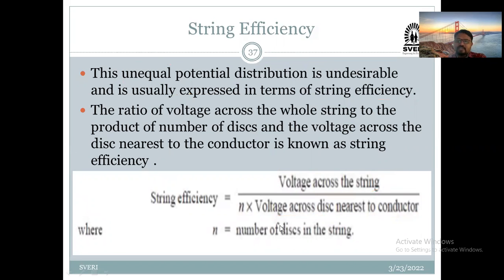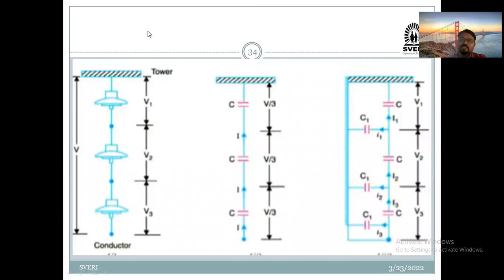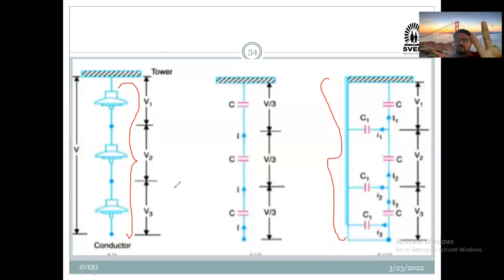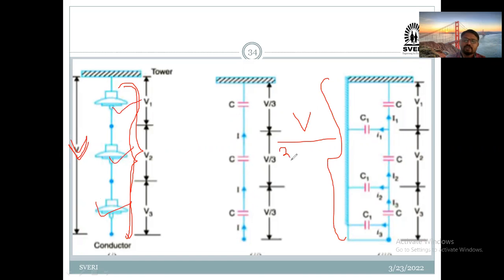Now, we will understand practically with the help of this example. How many discs were present here? Three, correct. So by taking the reference of this, we will understand. What is the formula for string efficiency? The voltage across the string, that is, the whole string. Here we have shown three discs, a string of three insulator discs. Whatever the total voltage across this string is, that is nothing but this capital V. So this is the capital V divided by how many discs are there, three, one, two, three, into the voltage across the disc nearest to the conductor.